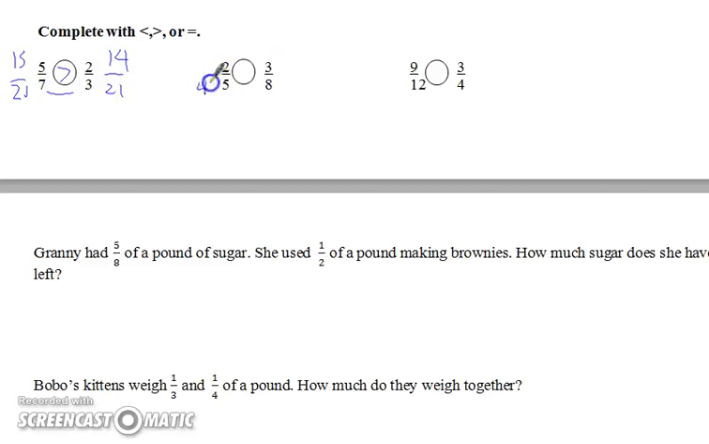5 times 8 is 40. 2 times 8 gets me to 16. 3 times 5 gets me to 15. 16 40ths is more than 15 40ths.